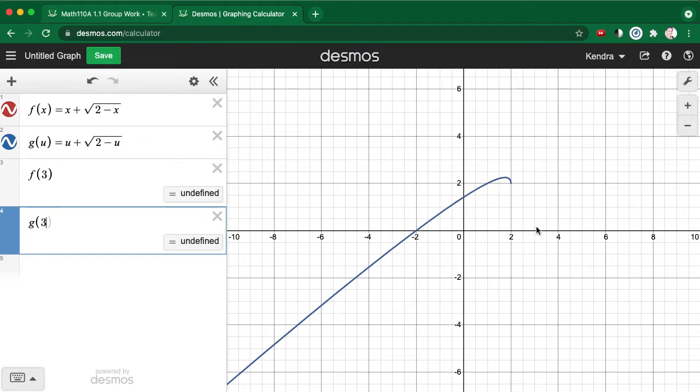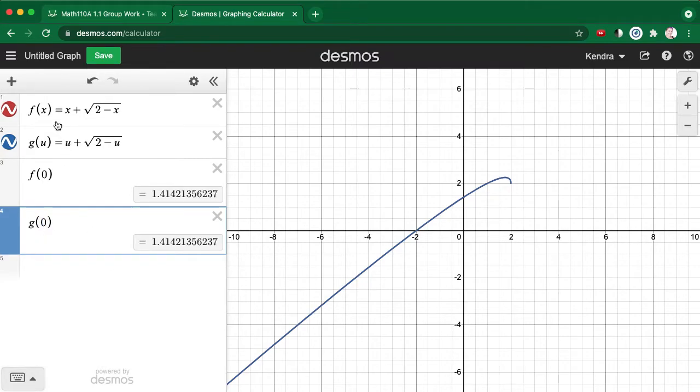It looks like 3 is not in the domain. Sure enough, if I put 3 in here, that will put a negative number under the square root. So it looks like x and u have to be less than or equal to 2. So let's go with 1. They're the same on 1, they're the same on 0, and they're going to be the same everywhere.